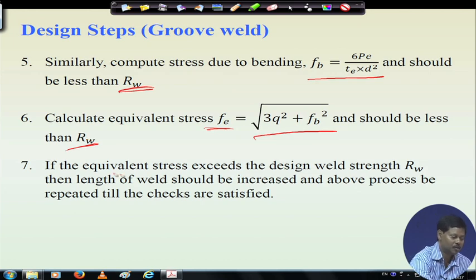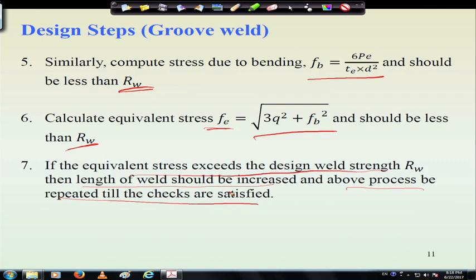Now, if the equivalent stress exceeds the design weld strength, then the length of weld should be increased and the above process be repeated till the checks are satisfied, which is as usual. That means, if the equivalent stress is coming more than the permissible stress, then we have to redesign. Redesign means we have to increase the weld length or weld depth or weld thickness. Then again we have to check whether it is okay or not. If it is not okay, again we have to go for the same steps.